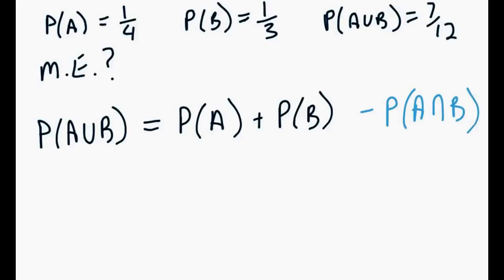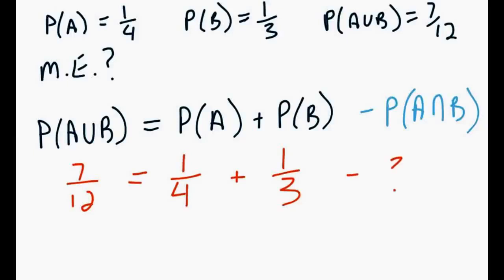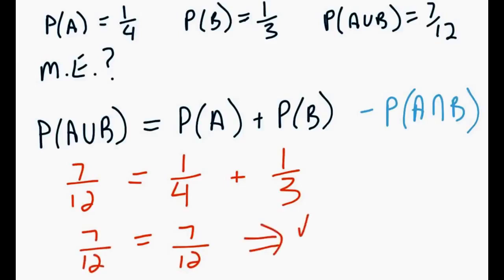So for this question, if you plug in the numbers, A union B is 7/12. A is a quarter. B is a third. So all you have to do is see if that works. If it does work, then we'd say yes, they're mutually exclusive. If it doesn't, that means we had some sort of extra thing that we had to subtract. So in this case, just check the two fractions. A quarter plus a third, do that on your calculator, that actually equals 7/12. So because 7/12 equals 7/12, we'd say yes, they are mutually exclusive.